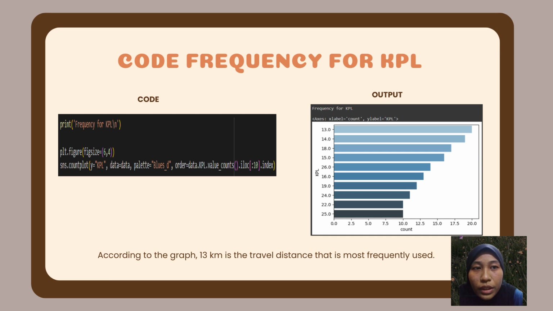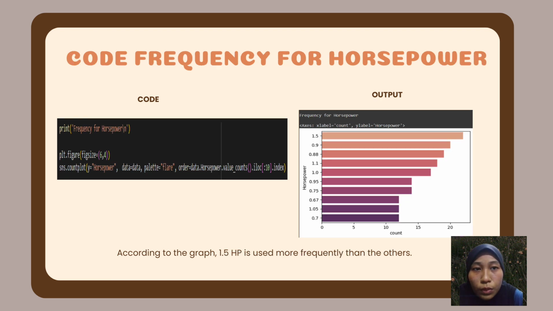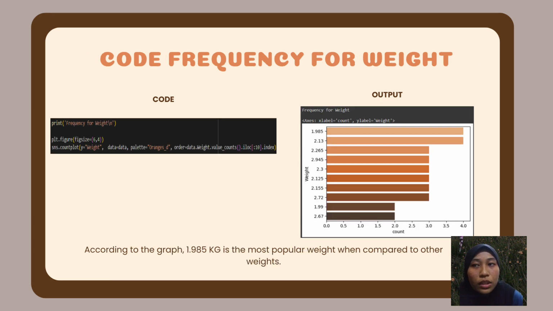Secondly, code frequency for KPL. This is the code that shows the KPL graph. The output shows 13 km is the travel distance that is most frequently used. Thirdly, code frequency for horsepower. Run the code and the output shows the graph. From that, 1.5 horsepower is used more frequently than the others. Last, code frequency for weight. This is the code and the output shows that 1,985 kg is the most popular weight.